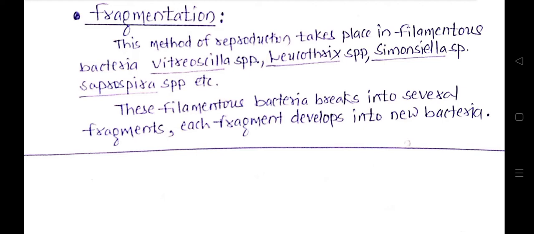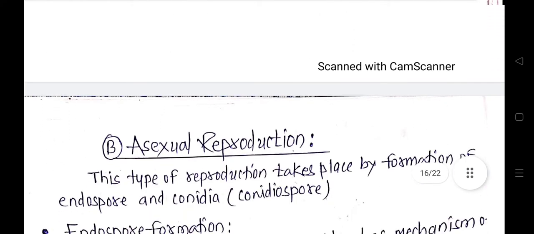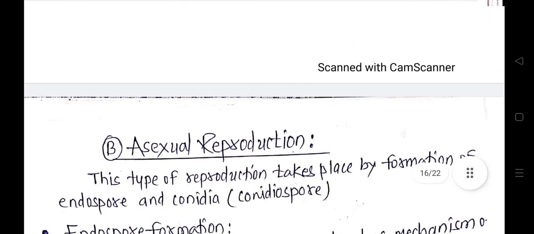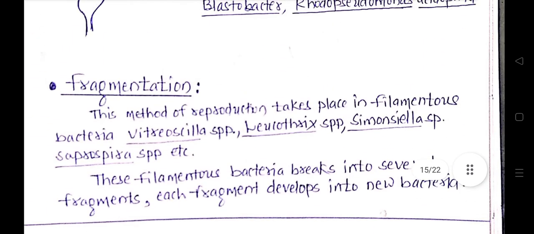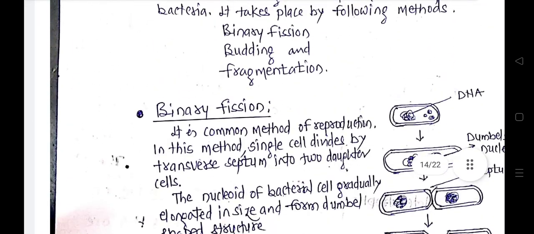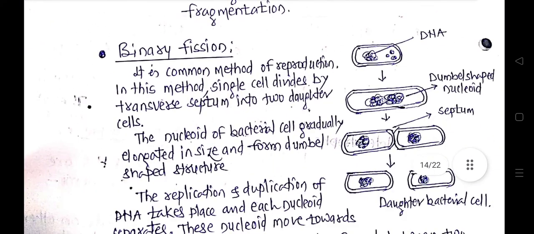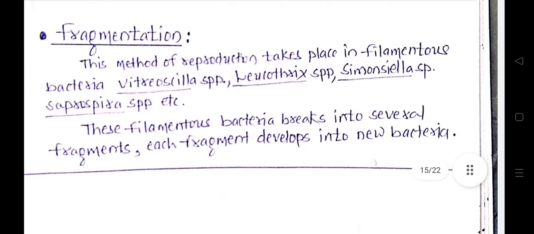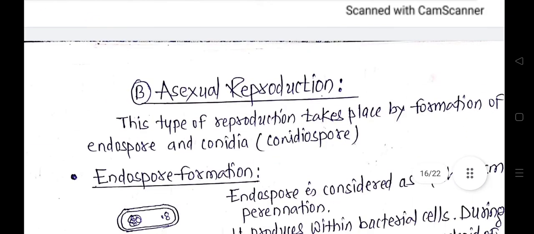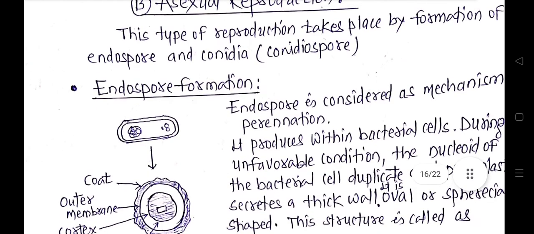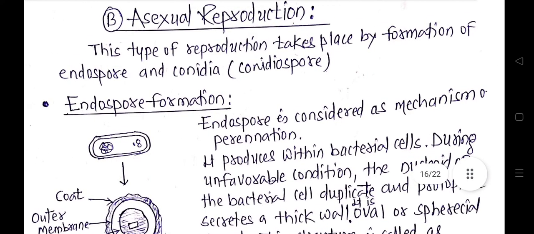So this is all about the vegetative type of reproduction. The vegetative reproduction takes place, as I told you earlier, by binary fission, budding, and fragmentation. Next, asexual reproduction by formation of certain spores. This type of reproduction takes place by formation of endospore and conidiospore.